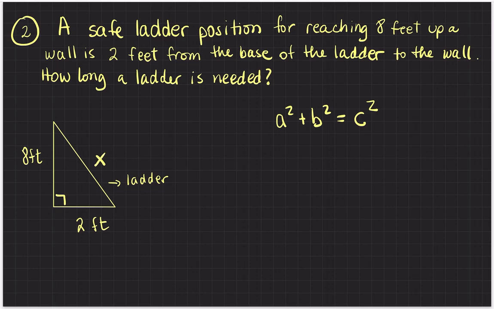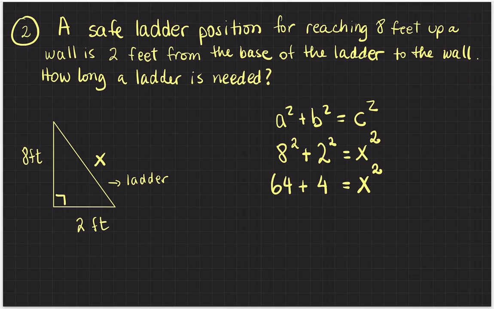And then the two legs, or the two sides of the right triangle, are 8 and 2. So I'm going to call A 8, and B I'm going to call it 2. It doesn't matter which one I call 8 or which one I call 2. Okay, we said that the hypotenuse, we were going to call it X, so X squared. So 8 squared, that's 64, plus 2 squared, that's 4, and X squared is just X squared.